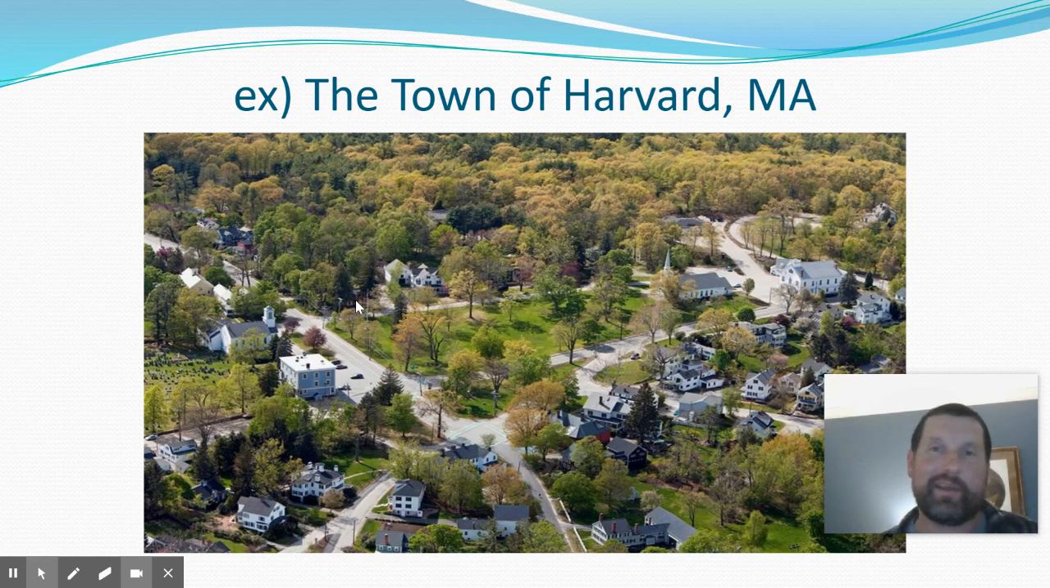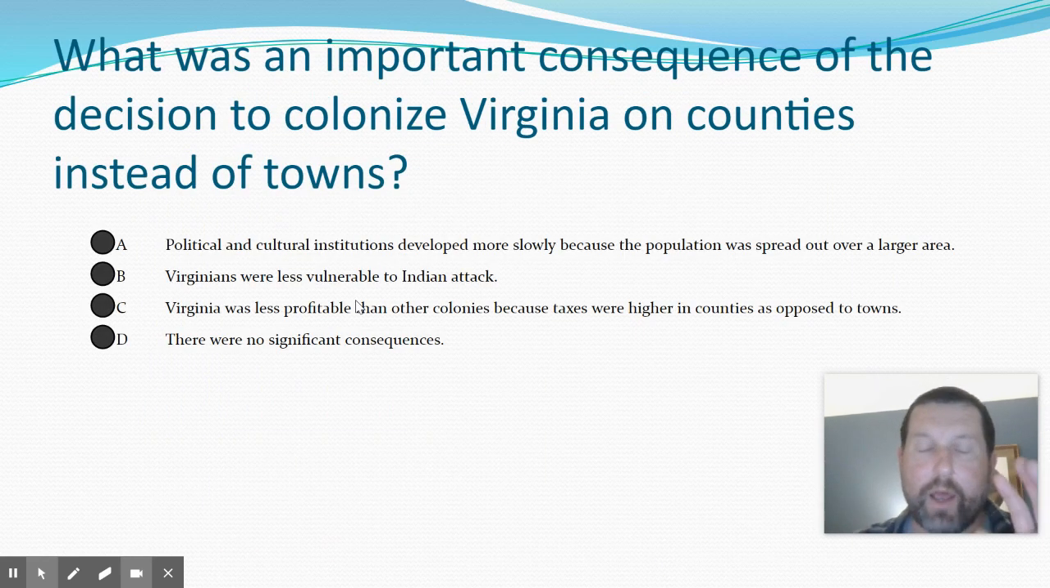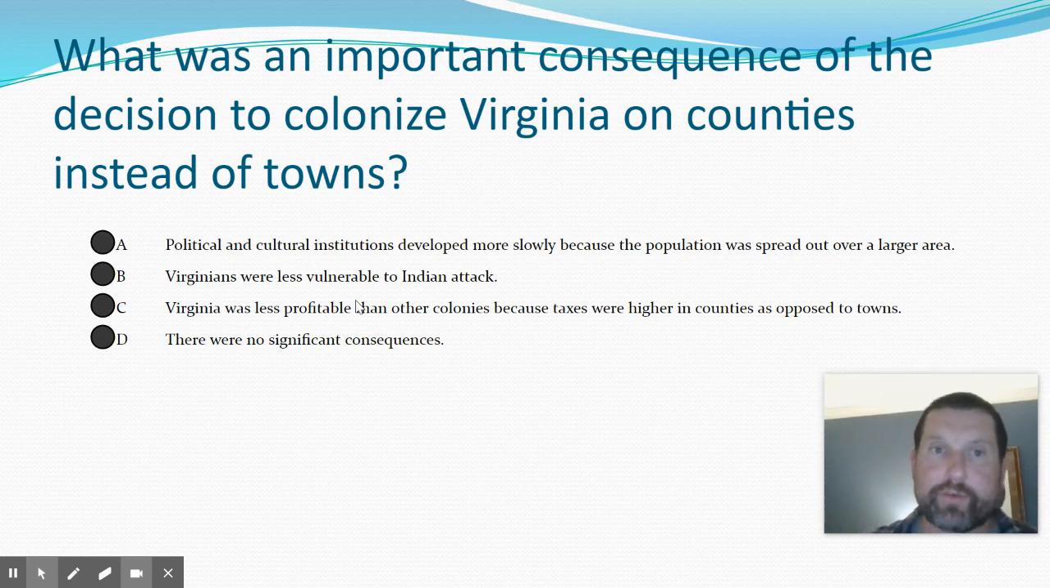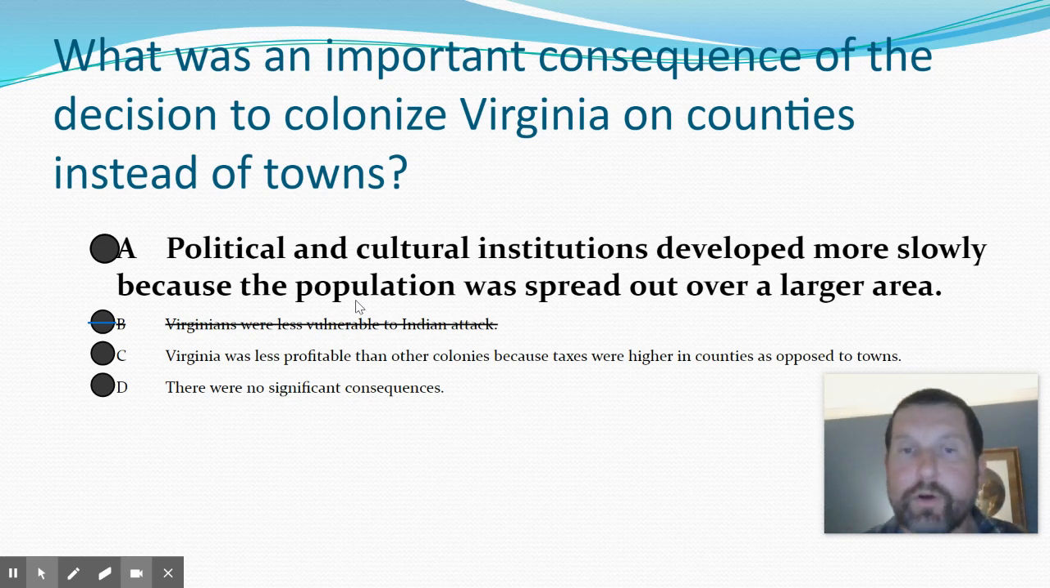But the idea is it's the same, that in the New England region in particular, the idea of a congregated community was incredibly important culturally. Okay. Let's take a look at that in contrast to what we see in some of the southern colonies. What was an important consequence of the decision to colonize Virginia on counties instead of towns? Political and cultural institutions developed slowly because the population was spread out over a larger area.